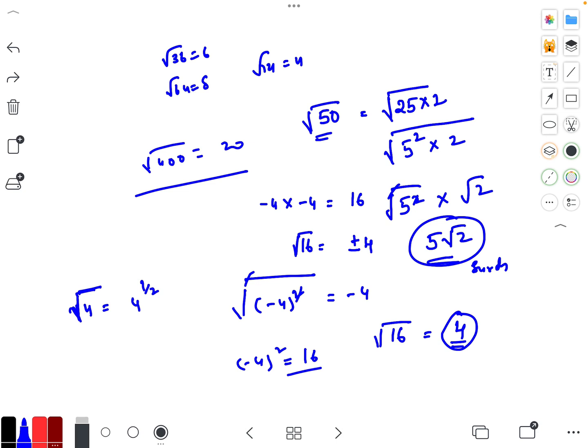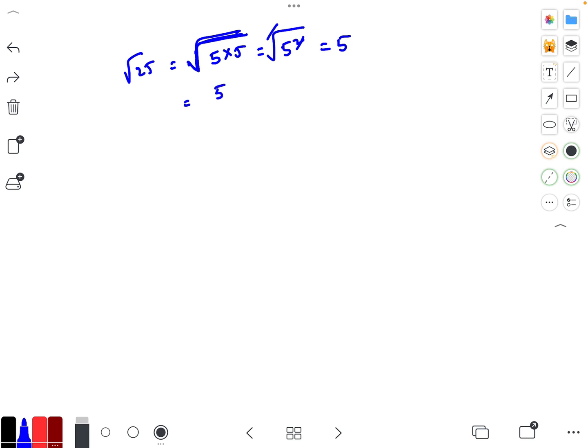Okay, so now let's solve some of the problems from your textbook. Square root of 25 is nothing but 5 into 5. 5 into 5 means 5 square, which gives 5. So if you have only two equal numbers multiplied by each other under the square root, when it comes outside, it will become 1.